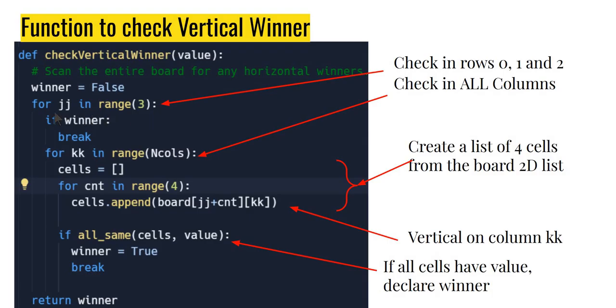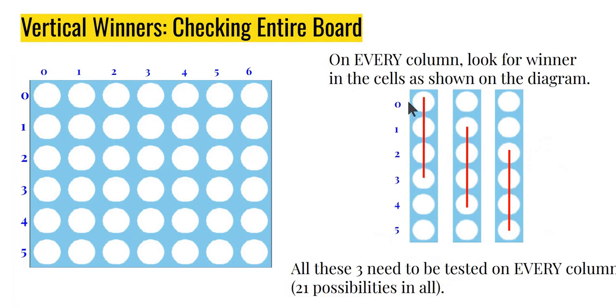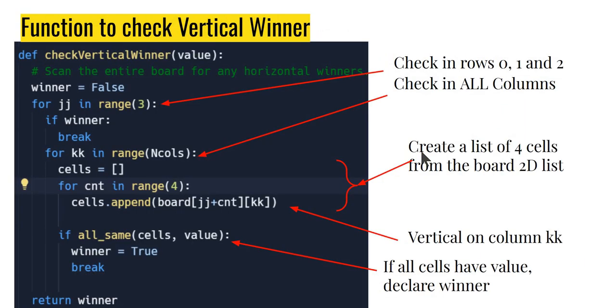First thing first, you notice that I am now looking at rows 0, 1, and 2 only. That's because, as we discussed, on any column, the vertical winner can exist starting from row 0, row 1, or row 2. That's all. And that's why my JJ goes from 0, 1, and 2, and hence it is range 3. On the other hand, on the column side, I could be looking at all the columns, which is why I must have a range until n calls, so I'm going to look from 0 until n calls minus 1 column.